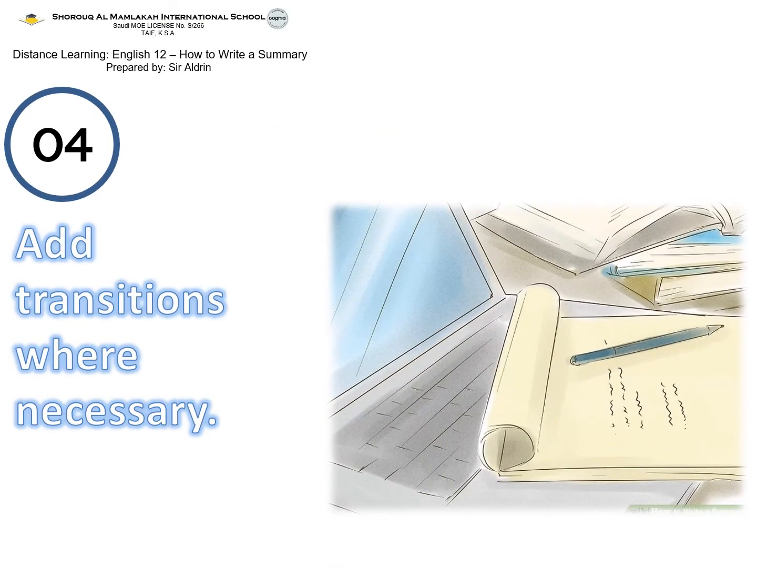The fourth step is to add transitions where necessary. If you're focused on getting all of the main points down, you might not be paying attention to how the paragraphs of your summary fit together. When you revise, make sure that you connect each paragraph to the next and back to the main point.